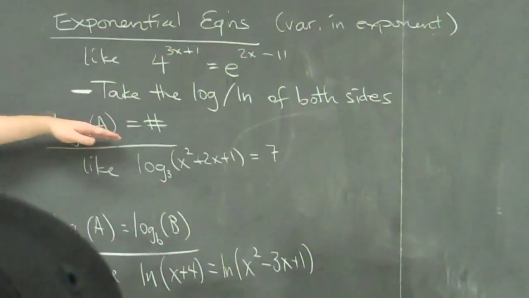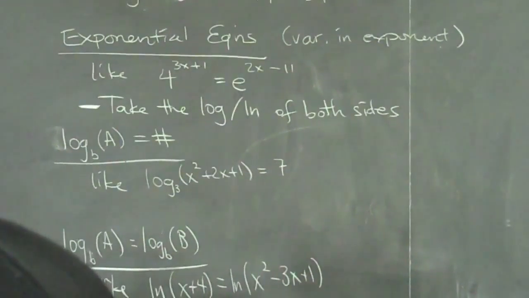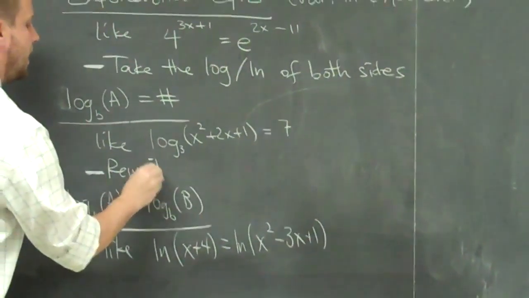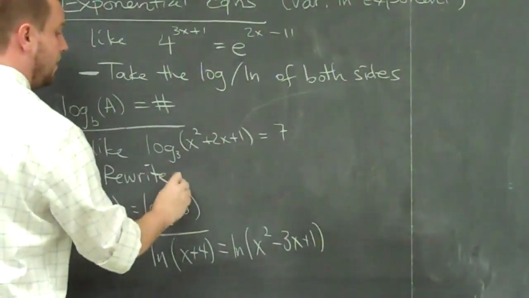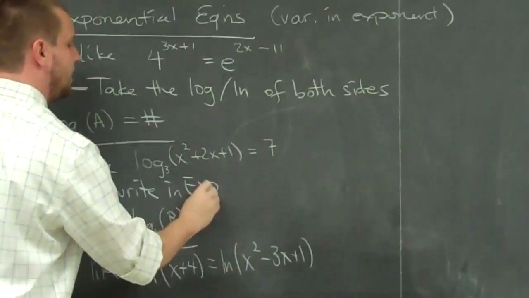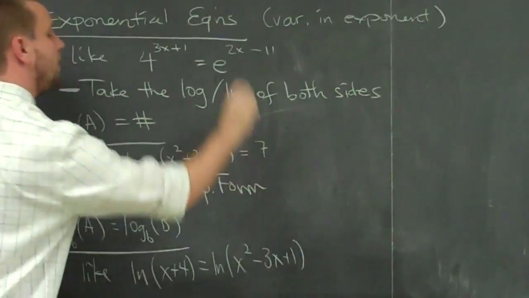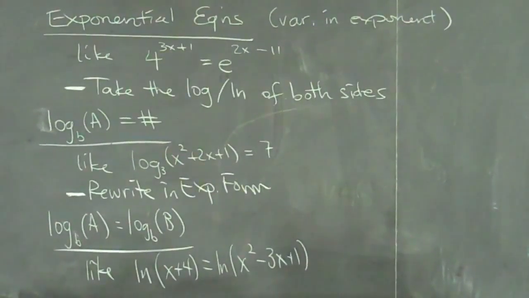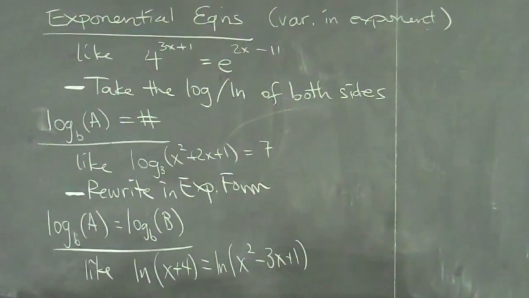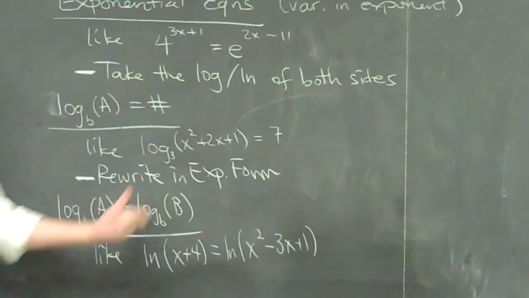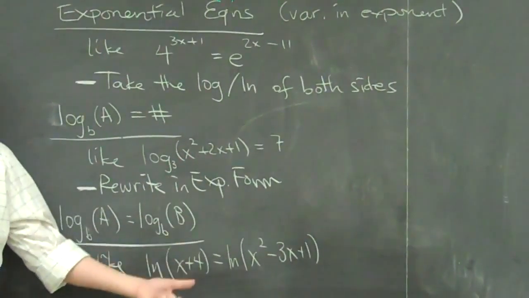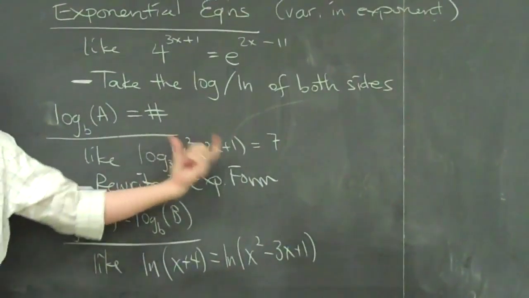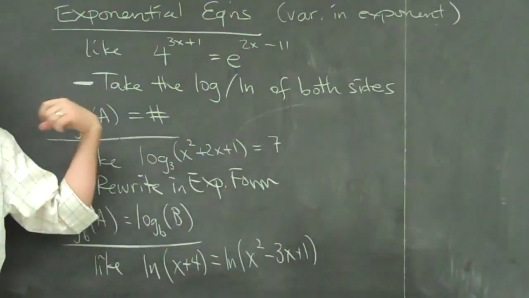If you have log equals number, then what we're going to do is rewrite in exponential form. Okay? We're not going to solve this equation, but if we were, that means from here to the next step, I would go base 3 to the 7th power equals this other stuff, and I would solve that equation.